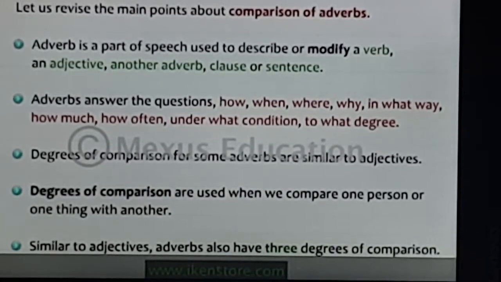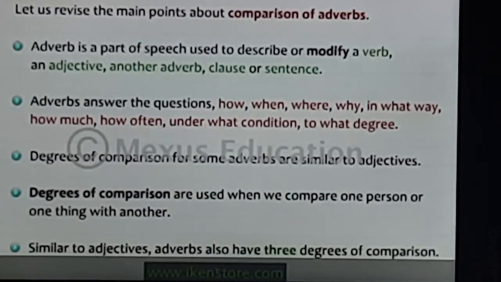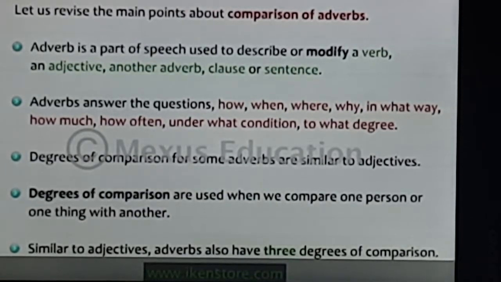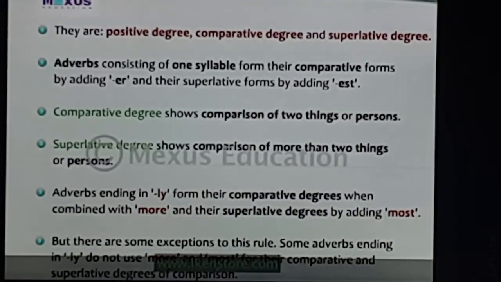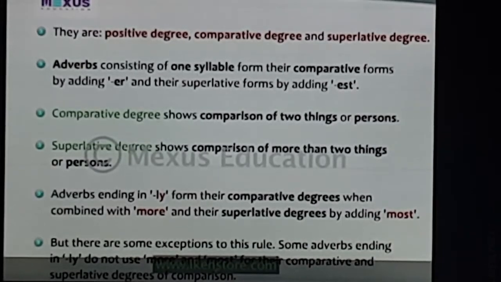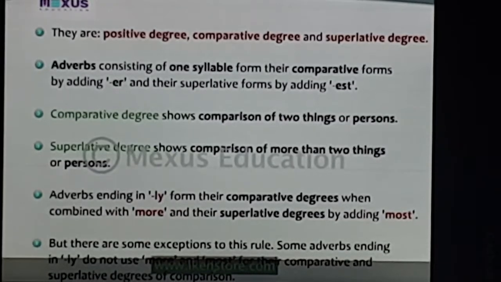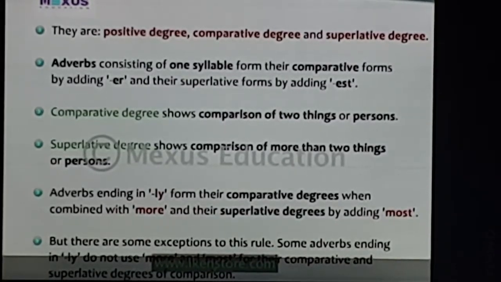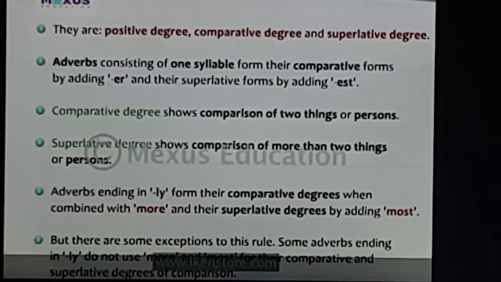Degrees of comparison are used when we compare one person or one thing with another, particularly the action of the persons. Similar to adjectives, adverbs also have three degrees of comparison. They are positive degree, comparative degree, and superlative degree. Adverbs consisting of one syllable form their comparative forms by adding er, and their superlative forms by adding est. Comparative degree shows comparison of two things or persons. Superlative degree shows comparison of more than two things or persons.